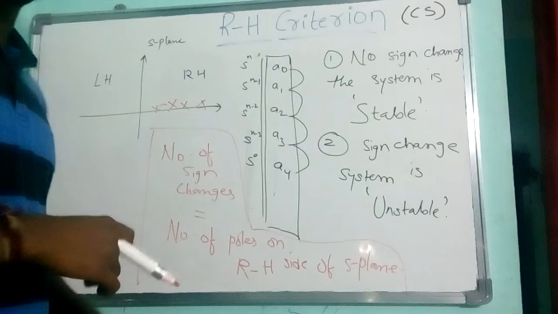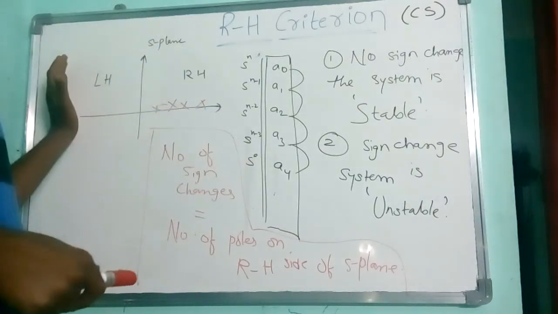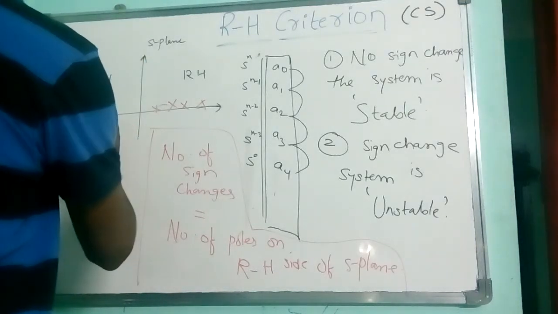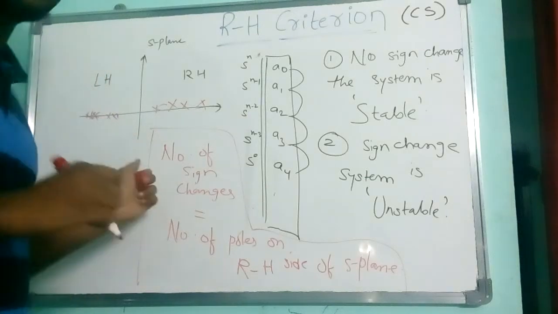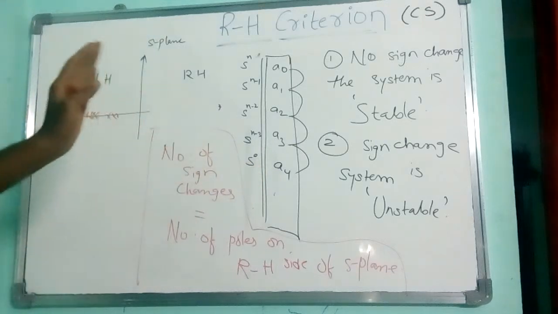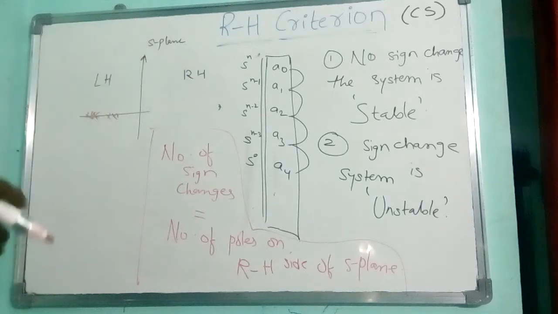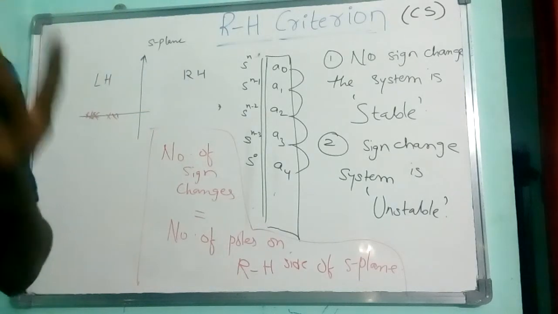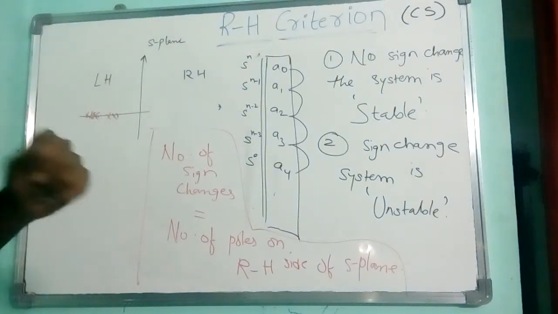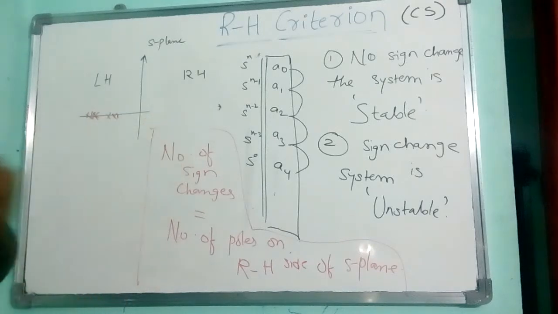Whenever we consider the S plane, when the poles are on the left hand side of the S plane, the system is said to be stable. Suppose here are my poles, then I can say my system is stable. There are no poles on the right hand side, so it is a stable system. Whenever I have at least one pole on the right hand side, the system is said to be unstable. Or if I have only 2 poles, one on the left hand side and one on the right hand side, the system is unstable, and the poles are said to be symmetrical about the origin.